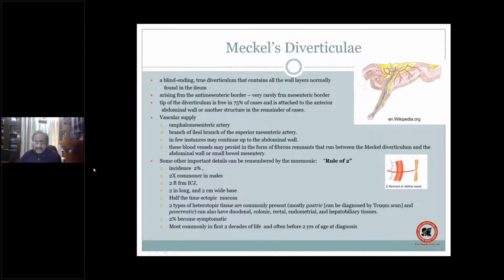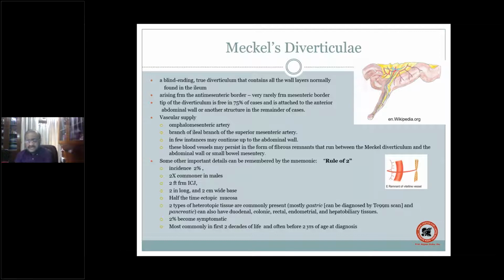It arises from the antimesenteric border. So this is the antimesenteric border. This is the mesenteric border. Very rarely it can arise from the mesenteric border, but the norm is usually the antimesenteric border. And the tip of the diverticulum is free in 75% of cases, that means lying free. In the remaining 25%, it can be attached to the anterior abdominal wall or to another structure in the surrounding areas or in the adjacent part of the bowel.